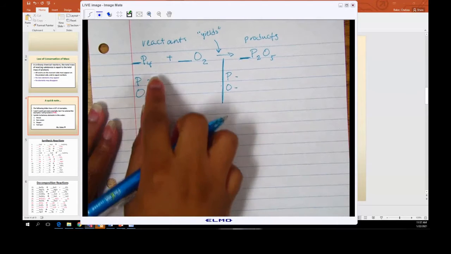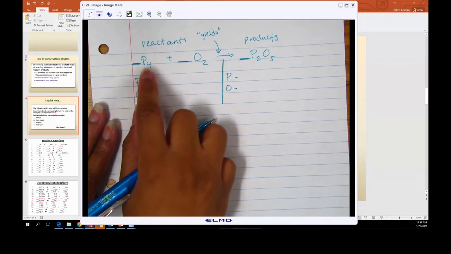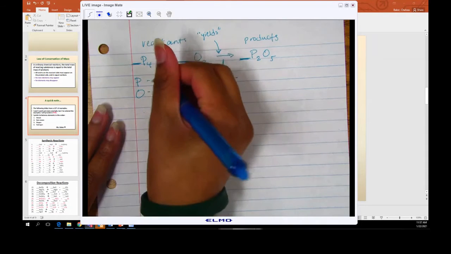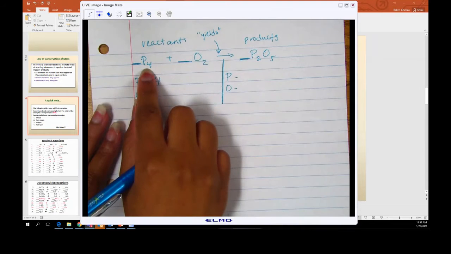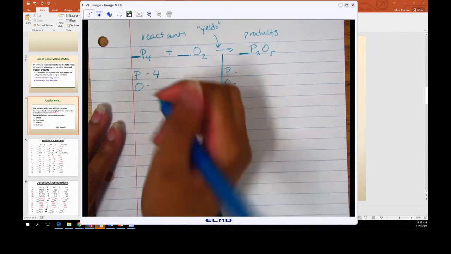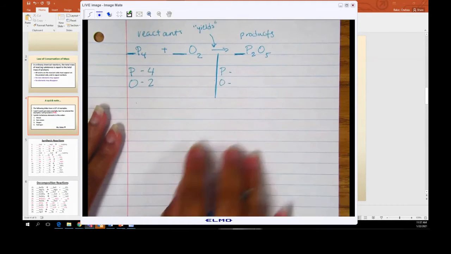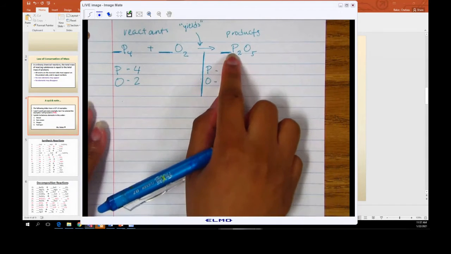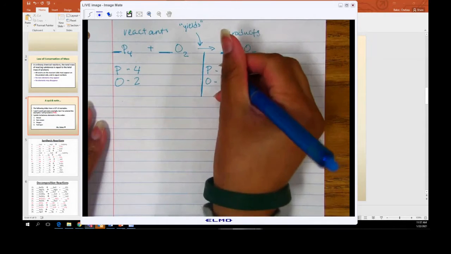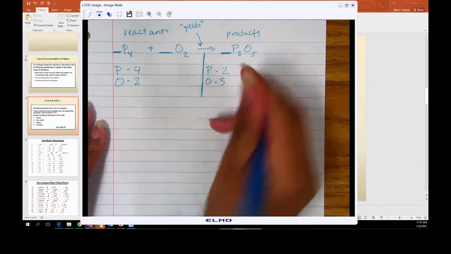I'm also going to count, right? This is why it was important for us to learn how to count the number of atoms of a given element. So I've got 4 phosphoruses, maybe. I'm not sure how you say that plural. All right, and we've got 2 oxygens, right? That's subscript 4 and subscript 2. Over on this side, I've got subscript 2 on my phosphorus, so I've got 2 of them. And I've got a subscript of 5 on my oxygen, so there's 5 of them.